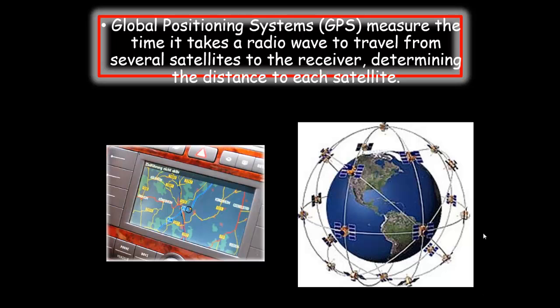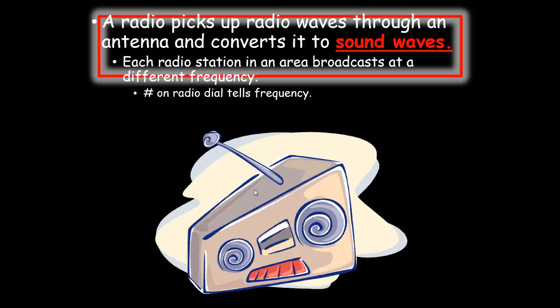Global positioning systems, or GPS, use radio waves in order to function. They measure the time it takes a radio wave to travel from receiver to receiver, and determine the distance to each satellite. So that's an example of using radio waves. And we talked about how a radio picks up radio waves through an antenna and converts them to sound waves. Each radio station broadcasts through a different frequency, and the number on your radio dial tells you the frequency at which it functions.